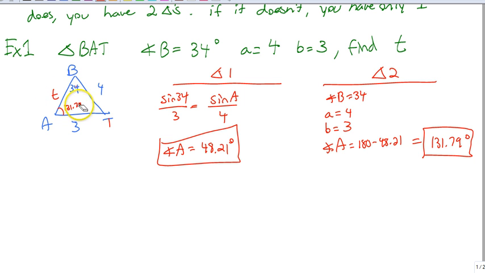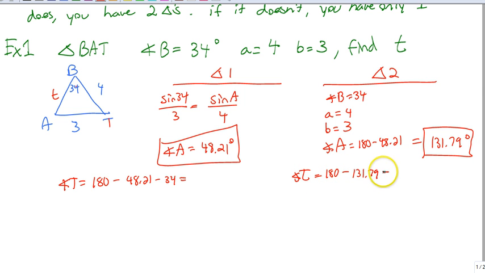And hopefully you guys realize that angle T can be found in both cases because we have two of the angles. So, for triangle 1, angle T is equal to 180 minus the 48.21 minus the 34. Okay, over here angle T is equal to 180 minus 131.79 minus the 34 that was given in the problem.